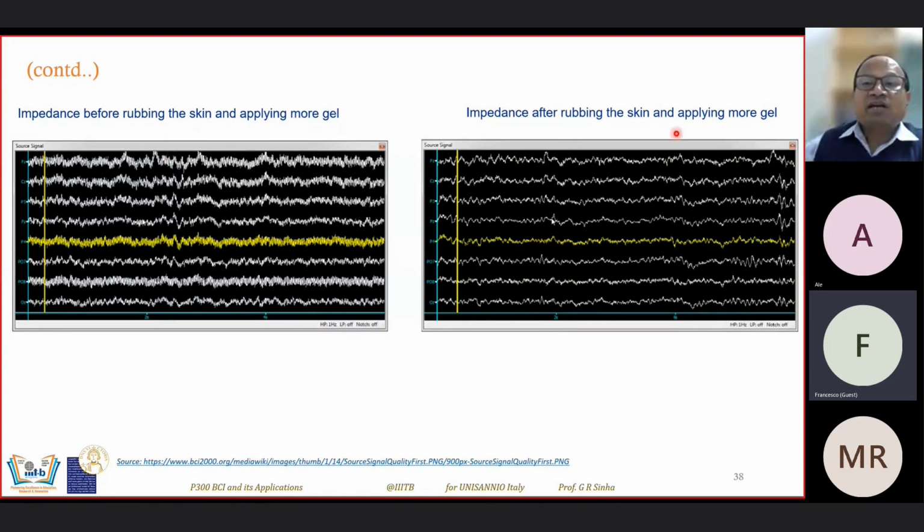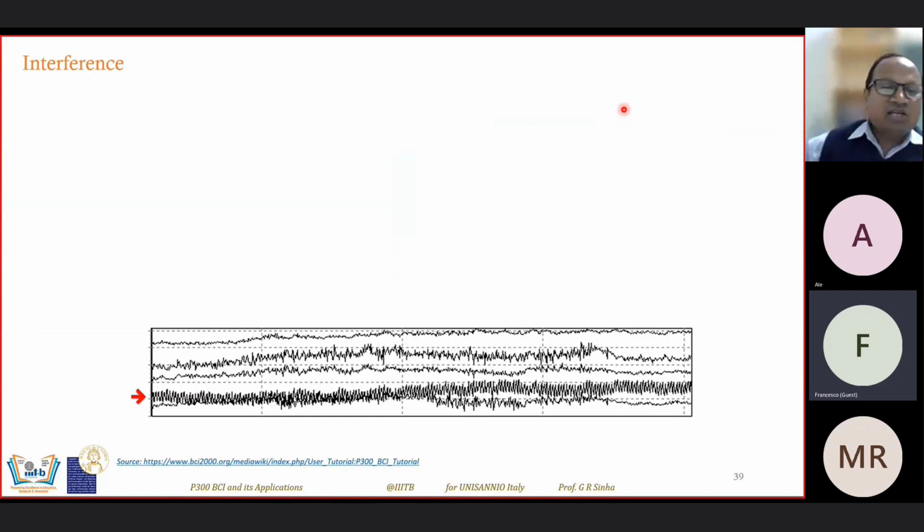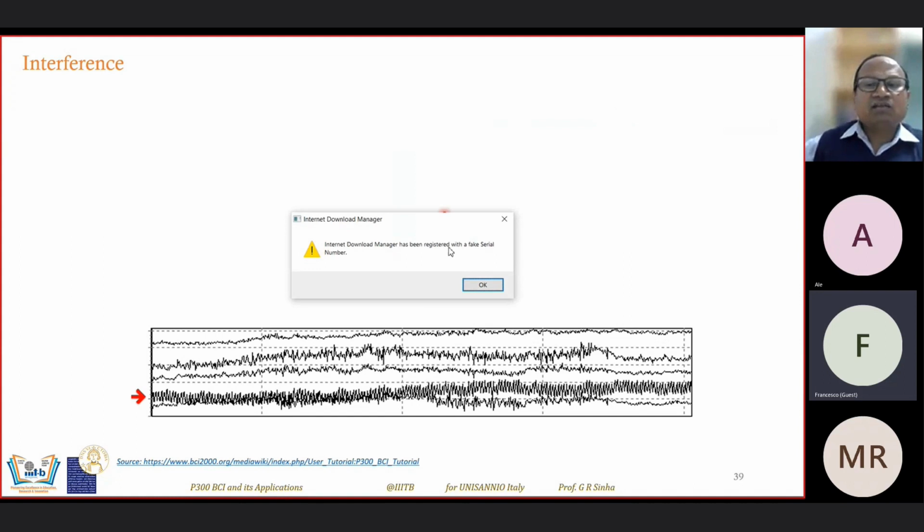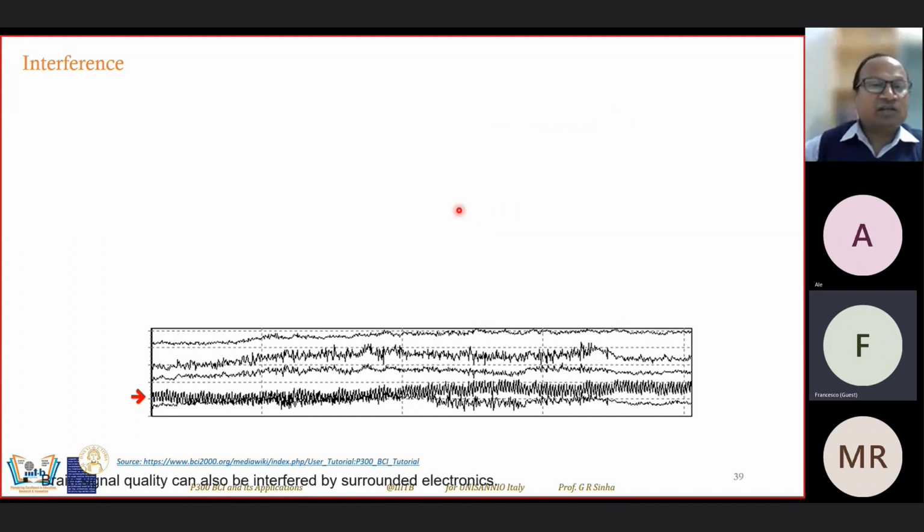So impedance after rubbing the skin and applying more gel. You look at both the cases. In the first one, the signal is very much distorted, but in the second one, there is a lot of clarity, which is coming from the source. So this is the application of the wooden, thin material by which you are rubbing the skin and then you are putting the gel.